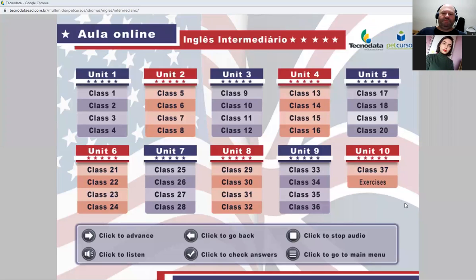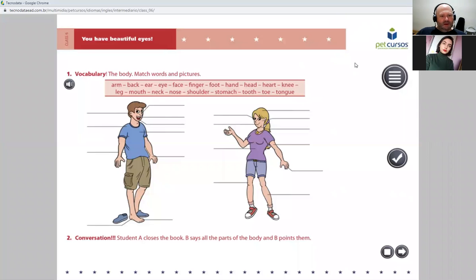Let's go for the student's book for our class of today. We are going for Unit 2, Class 6. Can you read the title of the unit, please? Vocabulary, the body. Match the words with the pictures. Yes, okay, but first here. Ó, título da unidade aqui, ó, title of the unit.